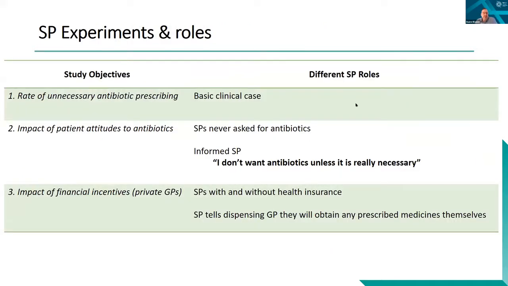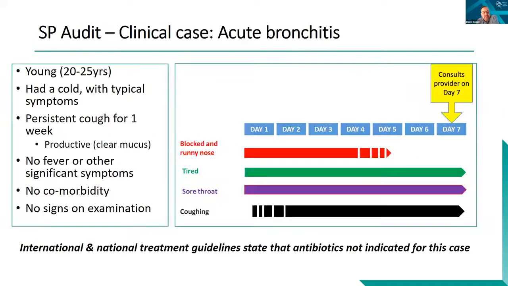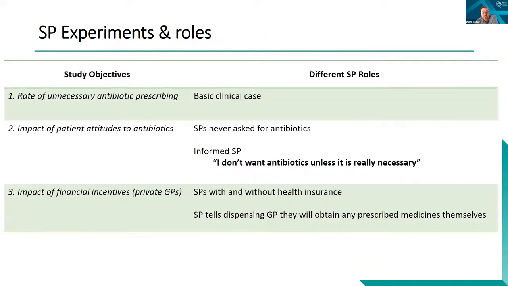So we were able, using the SP methodology, to also modify certain aspects of the SP roles to investigate our study objectives. To look at the unnecessary antibiotic prescribing rates, we used the basic clinical case, but we were also interested in the impact of patient attitudes on getting antibiotics. Firstly, all our SPs were trained to never ask for antibiotics, but we also sent a specific type of SP, what we called an informed SP, who told the providers that they didn't want antibiotics unless it was absolutely necessary, signaling that they were not enthusiastic about getting antibiotics.